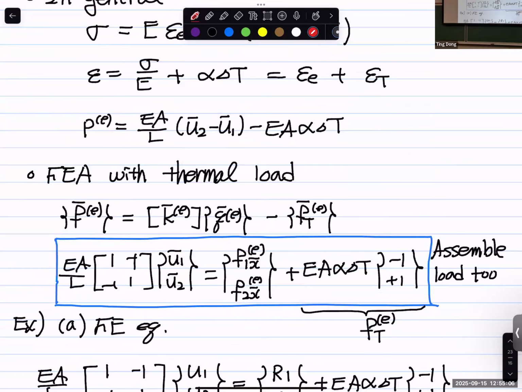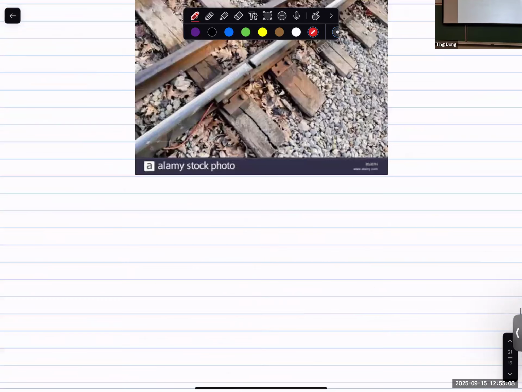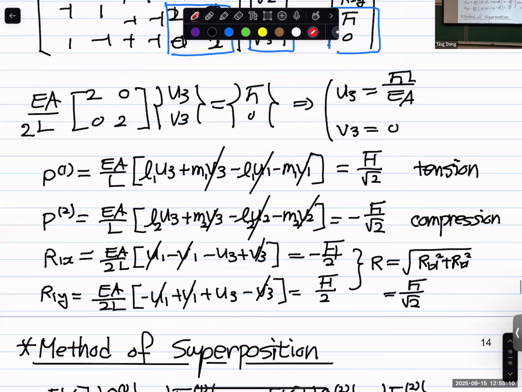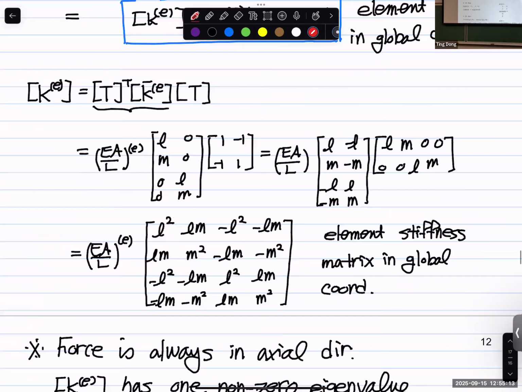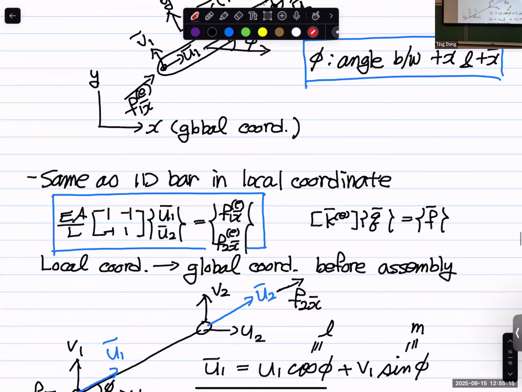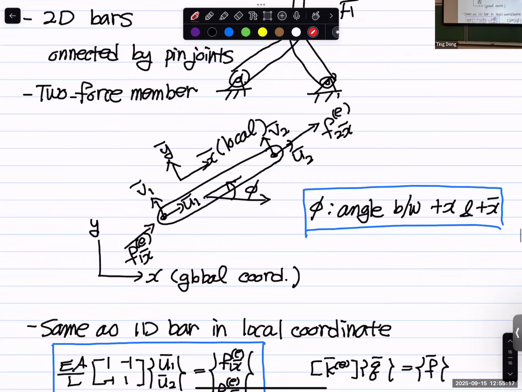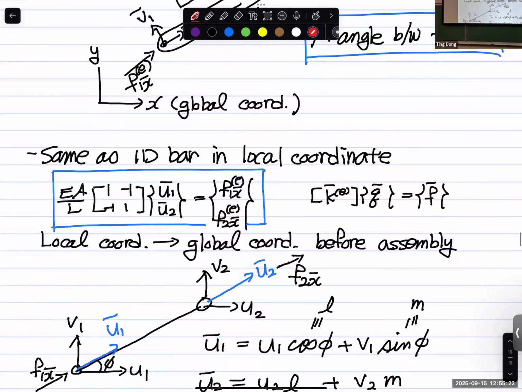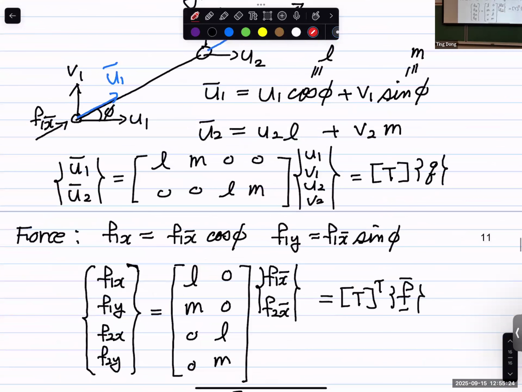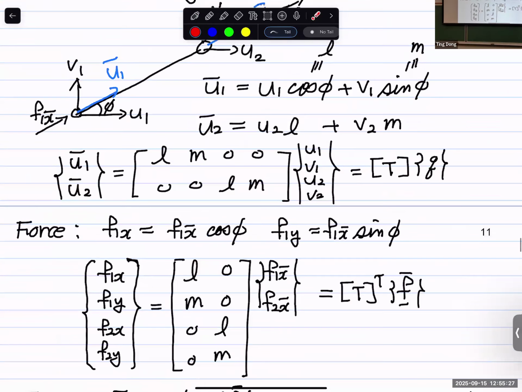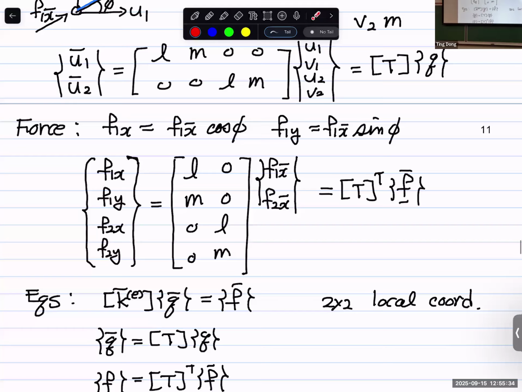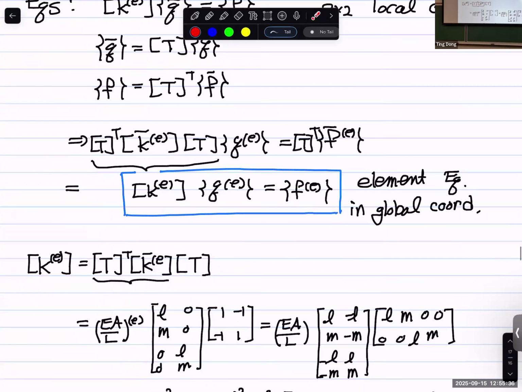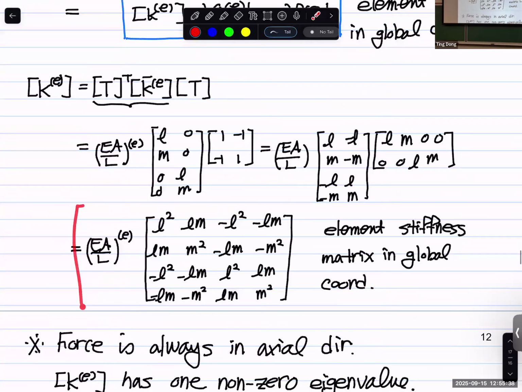Let's do a quick review of the plane stress situation and also the thermal. So for the plane stress, basically we need to expand the 1D situation to 2D space. So we have the coordinate transformation, from the local x coordinate to the global coordinate. And so we have the final derivation here.